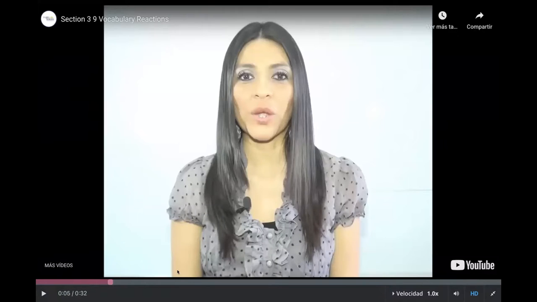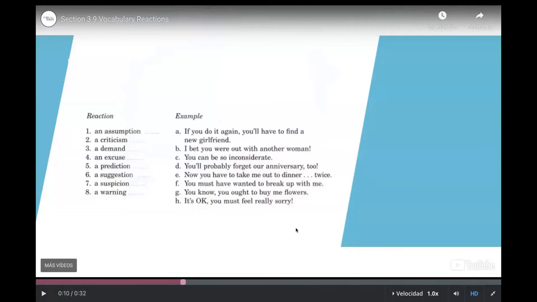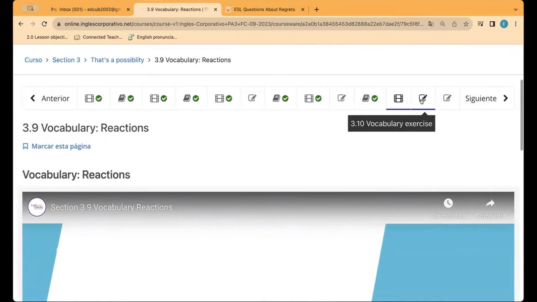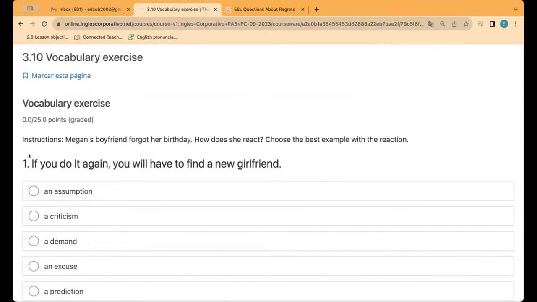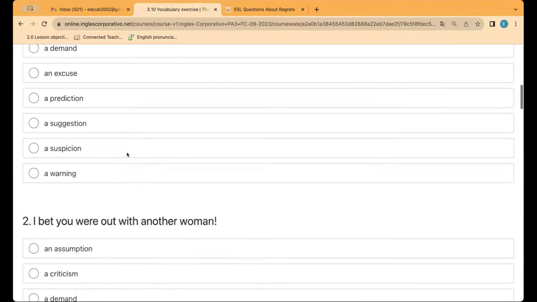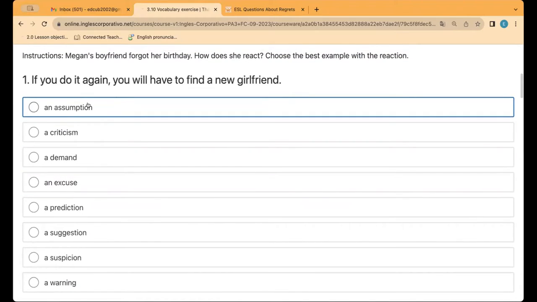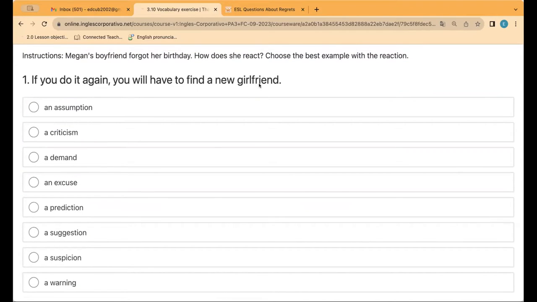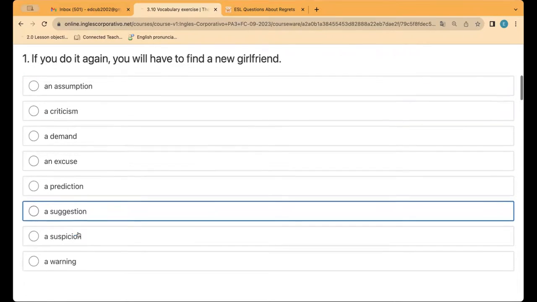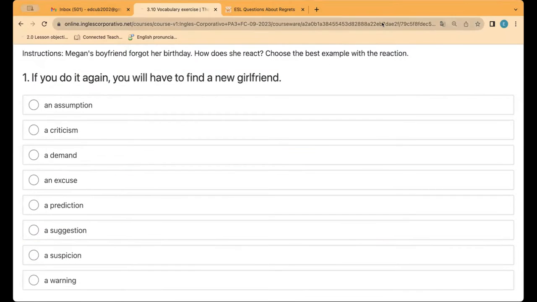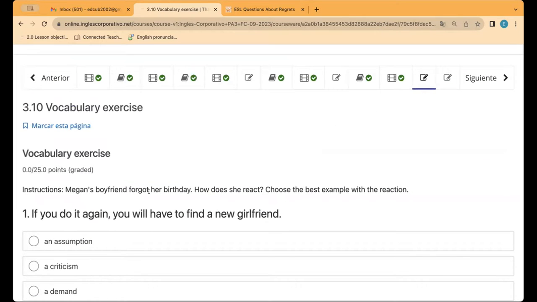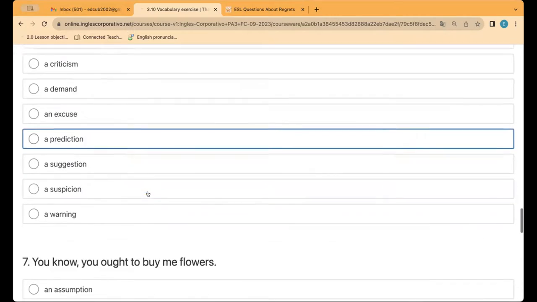So what are we going to do with the partners? In this moment, we're going to match the vocabulary with the meaning. What is an assumption? What is an example? What is a criticism? What is the example? This exercise we have right here. Here we have the sentence, and you and your partner are going to decide what is the correct meaning. So for example, if you do it again, you will have to find a new girlfriend. What is this? Is this a criticism? Is this a suggestion? Is this a warning? With your partner is only discussion. What do you think is the correct for all of the situations?